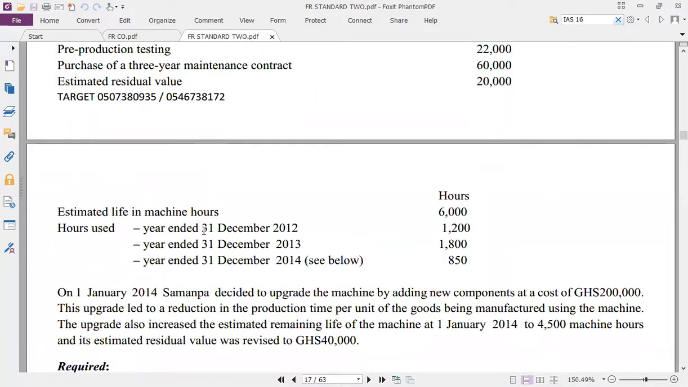Estimated life in machine hours. So this is machine hours. Depreciation is being calculated using what? Machine hours. That is it. And that's 6,000 hours. Hours used. So the first year is 2012, 1,200, 2013, 1,800, and then for 2014, see below, even though they use it for 850.